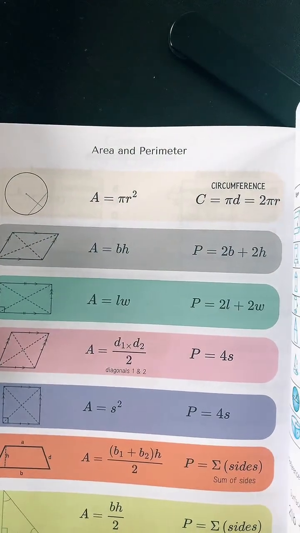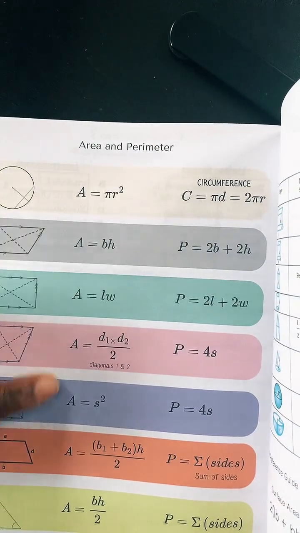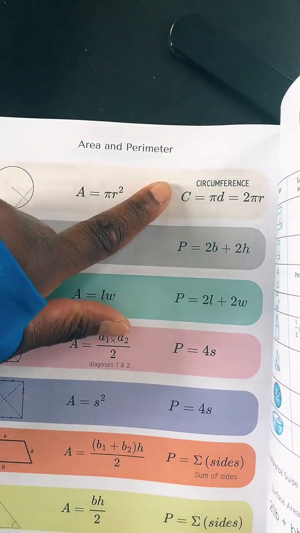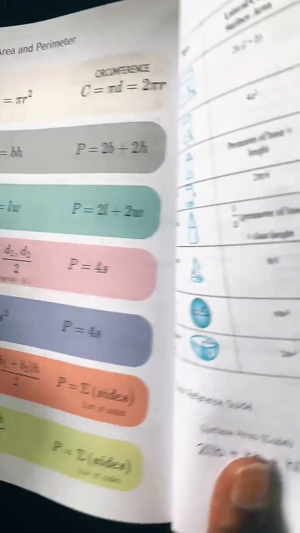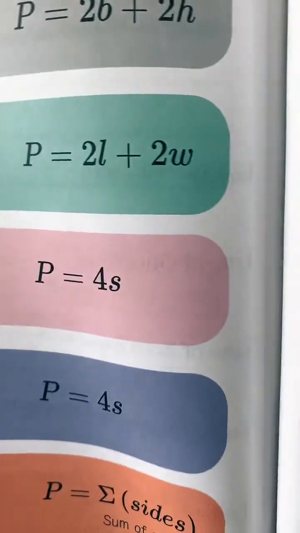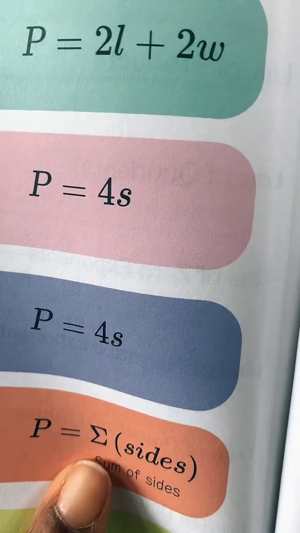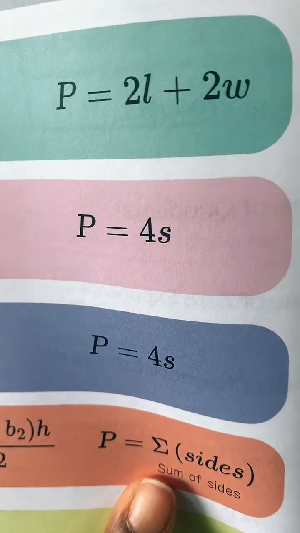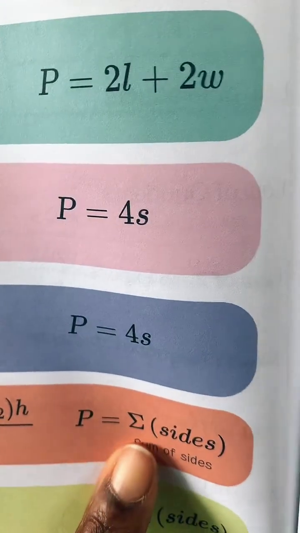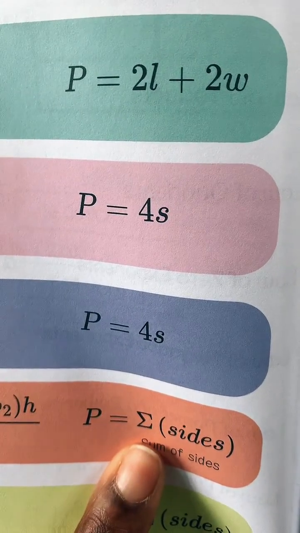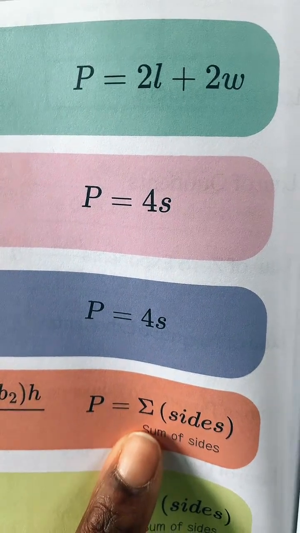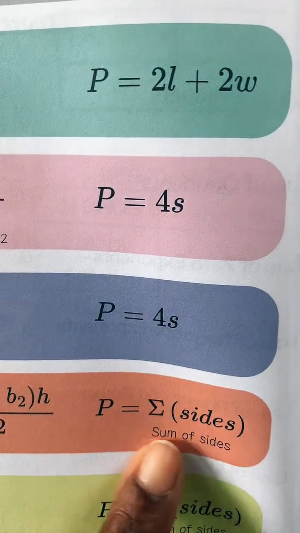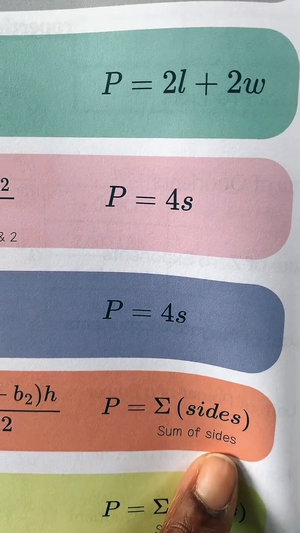Area and perimeter. So you've got the formulas for area and the formulas for perimeter. And if you notice, there's like an E symbol. Let me raise it up for you for a sec. So there's like a little E. You're probably wondering, what is that E? That E is a Greek letter. That's sigma. That means summation. So basically, you're adding, or you're doing the sum of the sides.